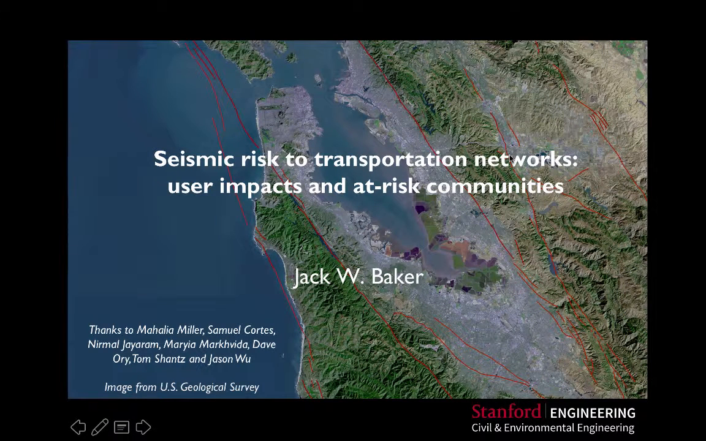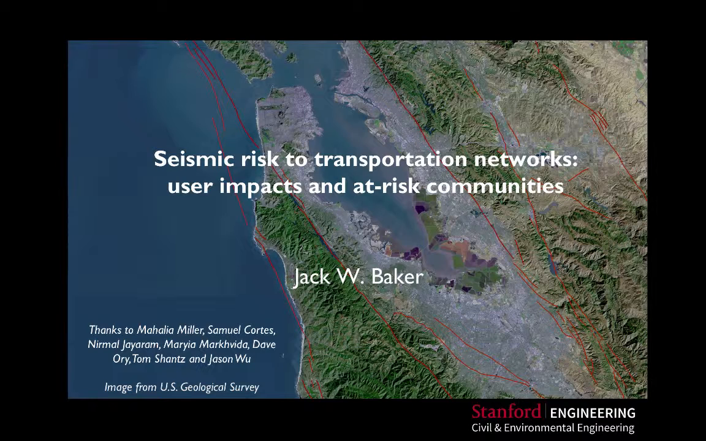Hi, I'm Jack Baker. This presentation is going to focus on work from my research group at Stanford to assess seismic risk to transportation networks. It's going to focus on user impacts and at-risk communities as a target objective of the analysis, and it's going to use a fully probabilistic seismic risk analysis framework.